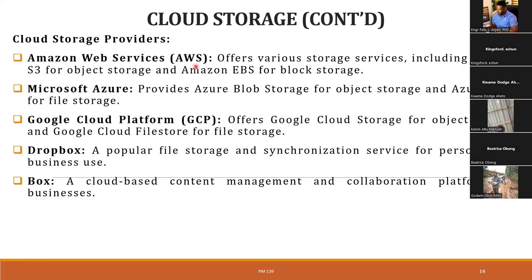Amazon Web Services, that is AWS, usually offers storage services, including Amazon S3 for object storage and also Amazon EBS for block storage. We have Microsoft Azure, or some will also say Azure. They provide Azure Blob Storage for object storage and also Azure Files for file storage. Google Cloud Platform offers Google Cloud Storage for object storage and Google Cloud Filestore for file storage. Dropbox is a popular file storage and synchronization service for personal and also business use. And finally, Box, a cloud-based content management and collaboration platform for businesses.